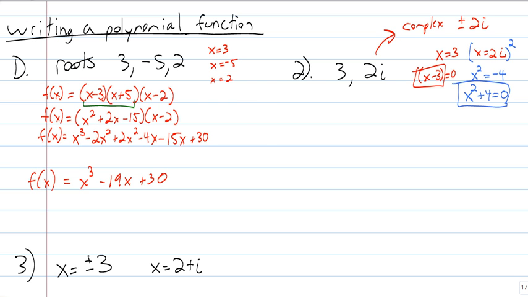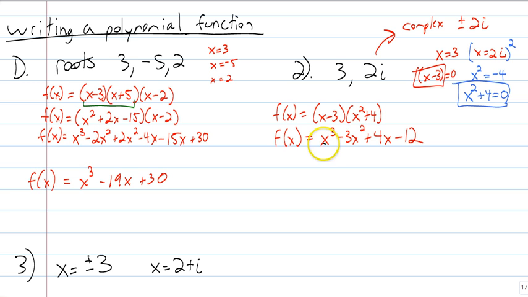So now I can write it out. F of x equals x minus 3 and x squared plus 4. And when I multiply that out, you get x cubed minus 3x squared plus 4x minus 12. And there's nothing to simplify. That is the final answer.